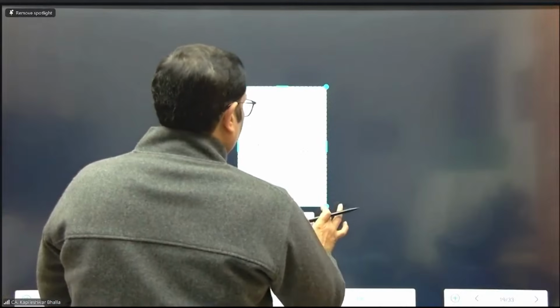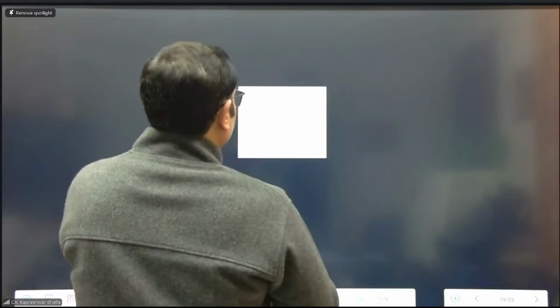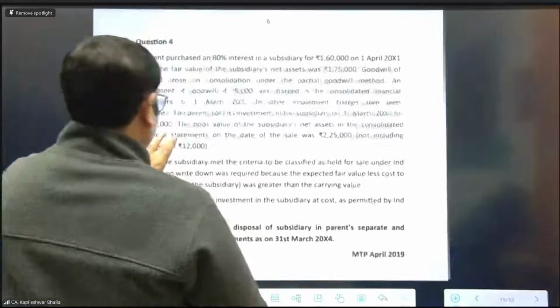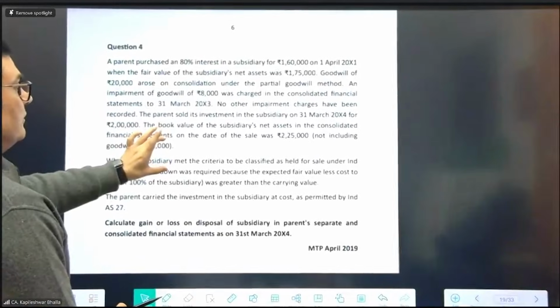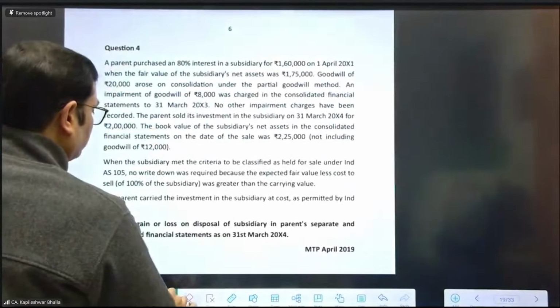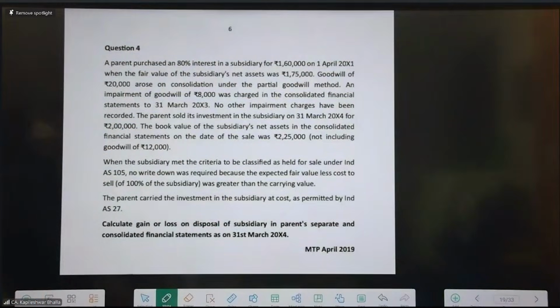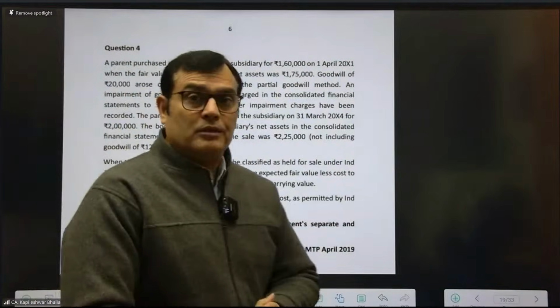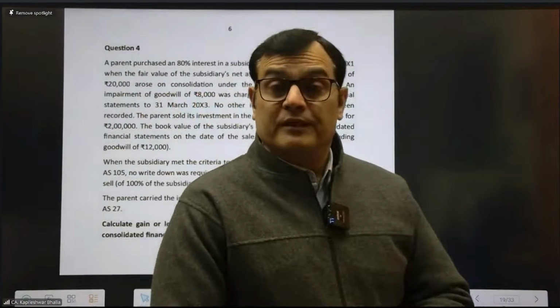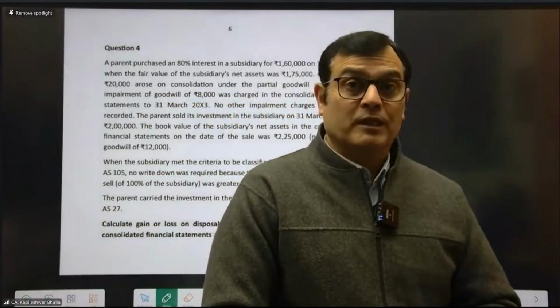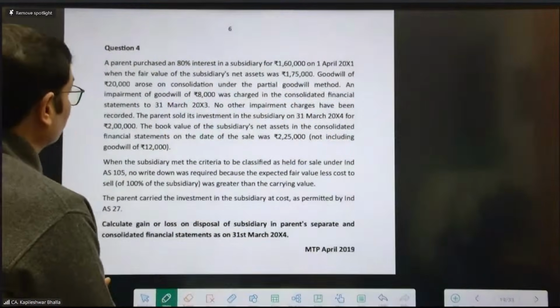Both the questions were on no loss of control. Let's look at another question. Naturally, this is going to be on the case of a partial disposal. So far, we have done two questions. Both are on the case when there is no loss of control. One was on further acquisition, one was on disposal. Now, this is going to be on loss of control for sure.